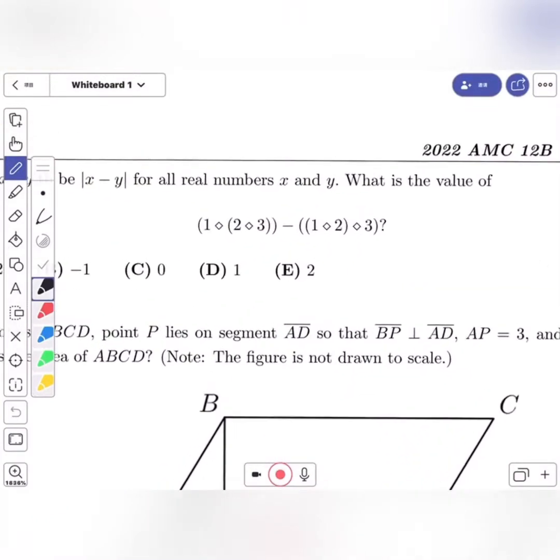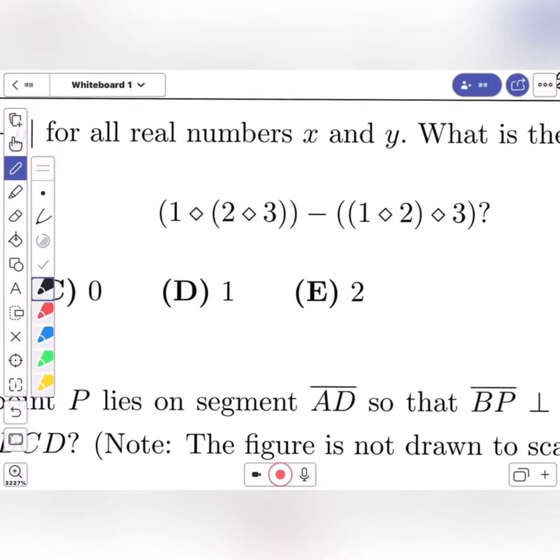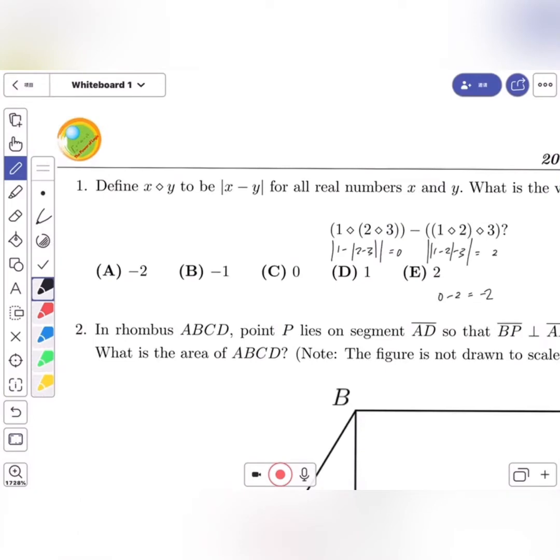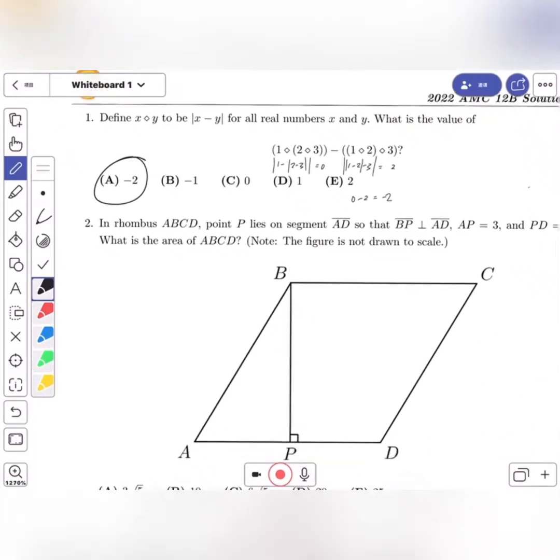So we just start with calculating each separate value. The first one is the absolute value of 1 minus the absolute value of 2 minus 3. That's equal to 0. And the second one is just 1 minus the absolute value of 1 minus 2 minus 3, that's equal to 2. So 0 minus 2 is equal to negative 2, which gives us an answer choice A. Let's go to number 2.